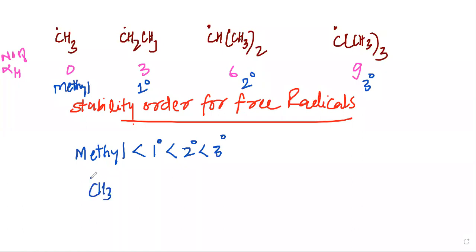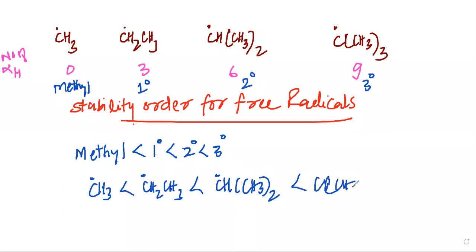Or we can write CH3 free radical is less stable than CH2 CH3 free radical. It is less stable than CH3 twice free radical. It is less stable than CH3 thrice free radical. So I hope now, my dear students, you have understood about the stability of free radicals. If you have any doubt, you can ask. Or let's move forward. Now, my dear students, we want to study about hyperconjugation.